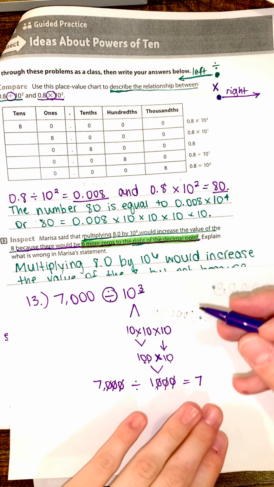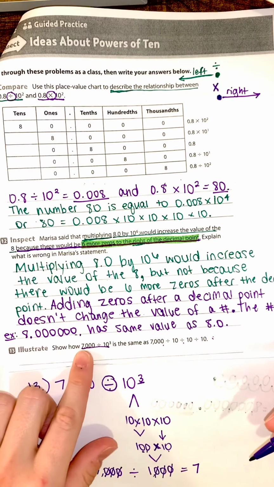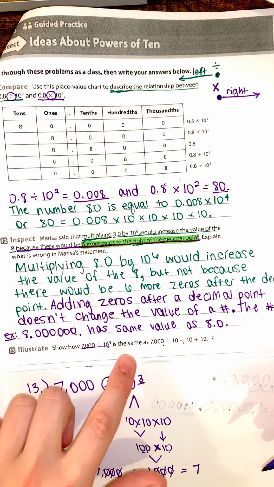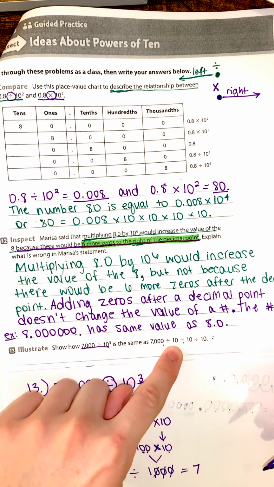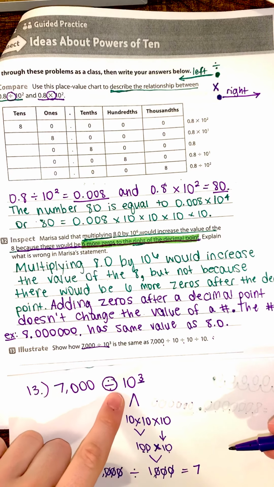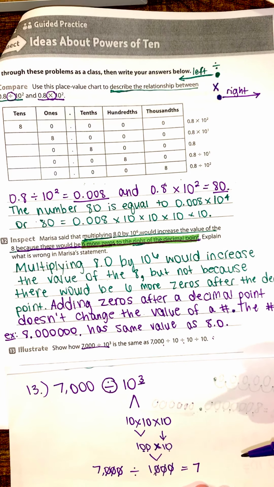Now, here's another way that we could figure this out. They're asking us, show 7,000 divided by 10 to the power of 3, and how it is the same as 7,000 divided by 10, divided by 10, divided by 10. Okay? So we just figured out 7,000 divided by 10 to the power of 3, right? All right. So now here's what I want us to do.